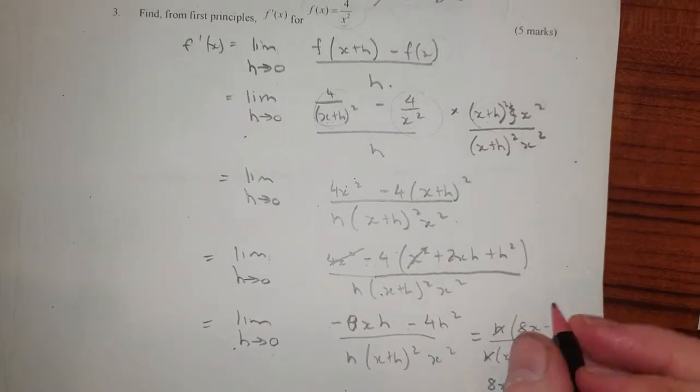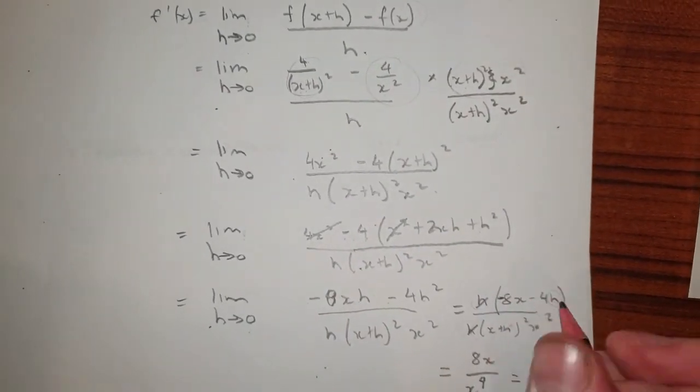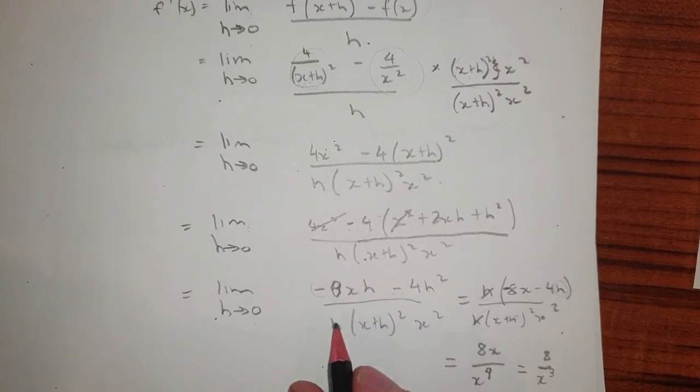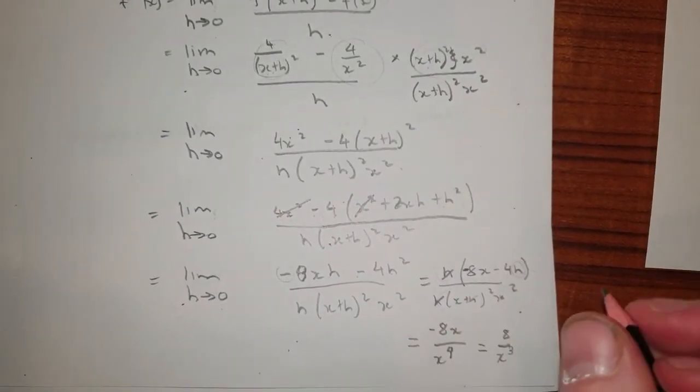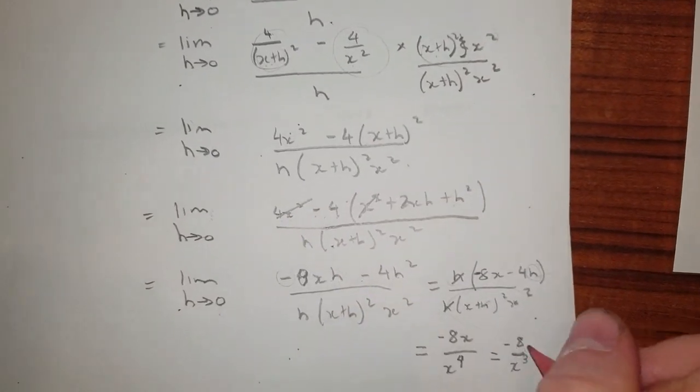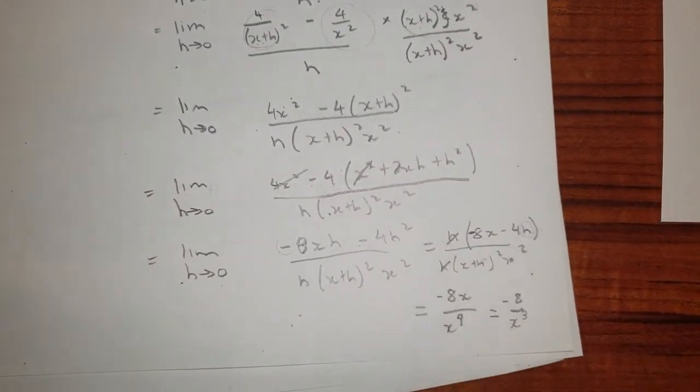well, in fact, I missed this negative sign here. I took a factor of h out, but I missed that negative sign. So that should have been negative 8x, negative 8 on x cubed. And I'm done.